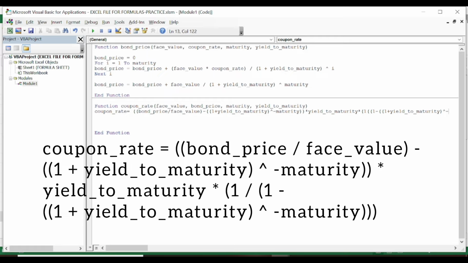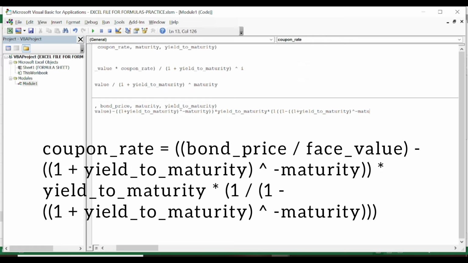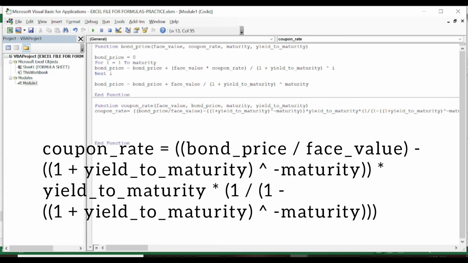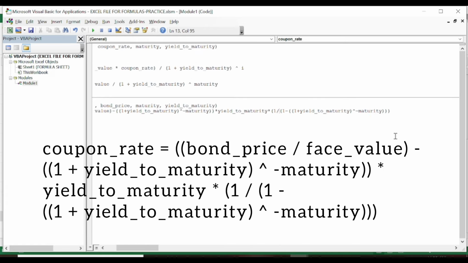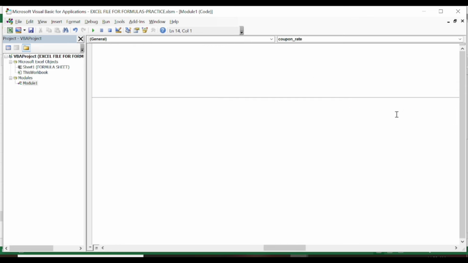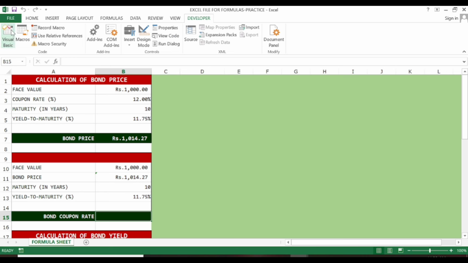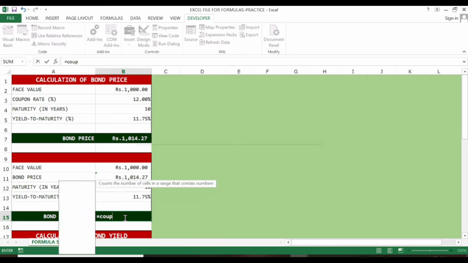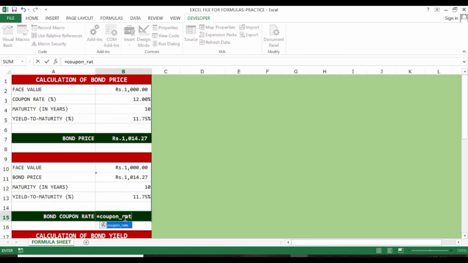Now when we combine these two parts, the difference between them tells us how much the bond is worth now relative to face value, and how much the final payment is worth today. So once the formula is completed, you check it, and now you go to your Excel file here. You just have to write equals to, and the coupon rate formula has been created there in the developer. It will appear in the scroll box.